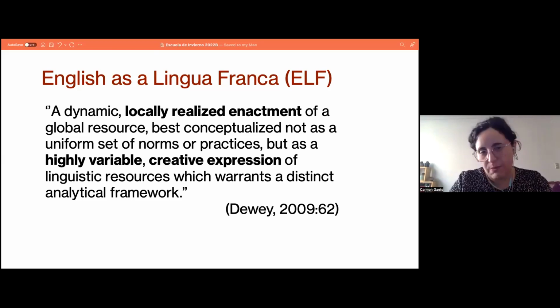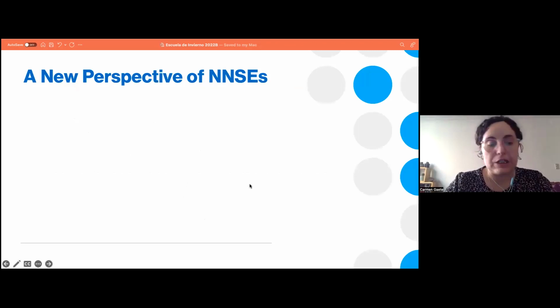And the last important part of this definition, Dewey says, is something that requires a different analytical framework. So people who do research in linguistics do not have to look at interactions between non-native speakers of English, or interactions where any non-native speaker is involved, as something that has to be measured against native speaker norms, which is something that second language acquisition has done for many, many years. Second language acquisition measures the performance and the competence of non-native speakers against native speaker norms. But Dewey says, when you do research in English as a lingua franca, you do not have to use that framework.